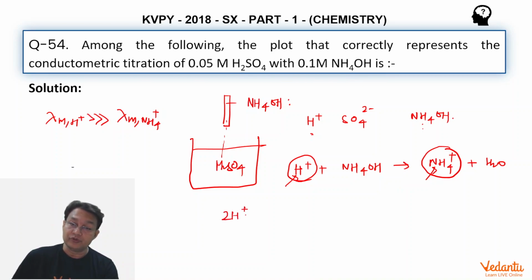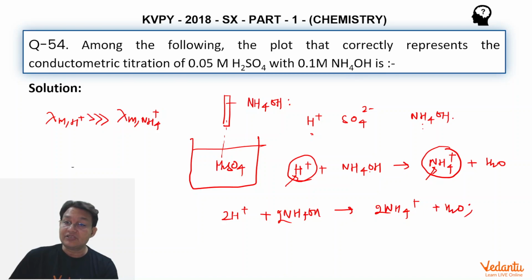But as soon as the equivalence point is reached, suppose at the equivalence point all the H plus has been consumed. All the H plus ion has been consumed and converted into twice NH4 plus and water. So afterwards when you add NH4OH, what is going to happen? Nothing is going to happen, because already we have NH4 positive in the solution and sulfate ion in the solution.